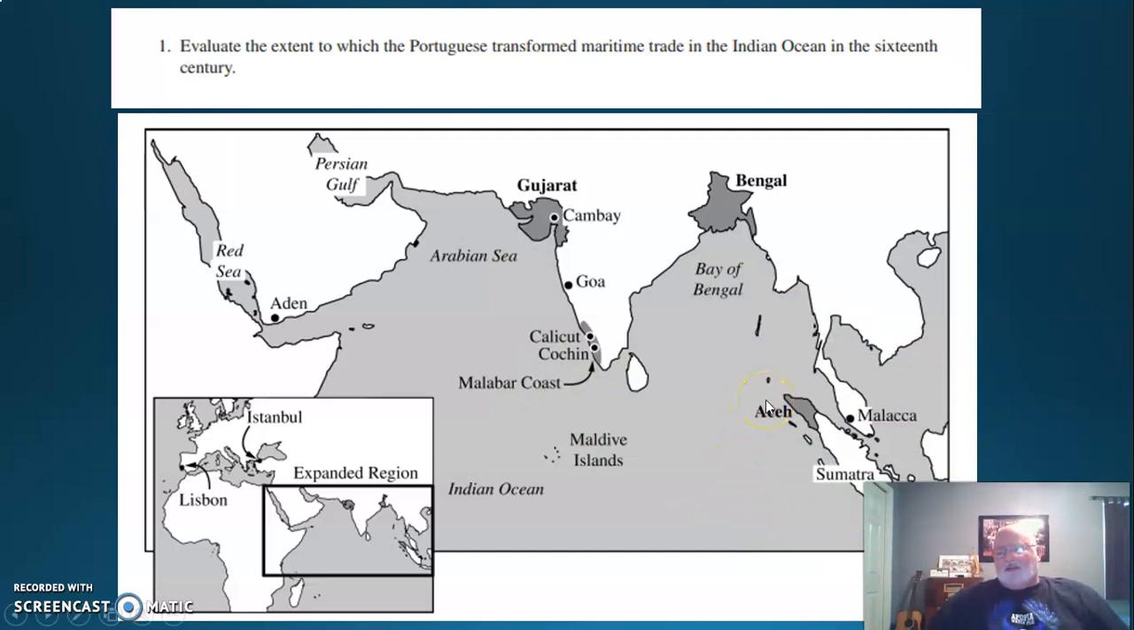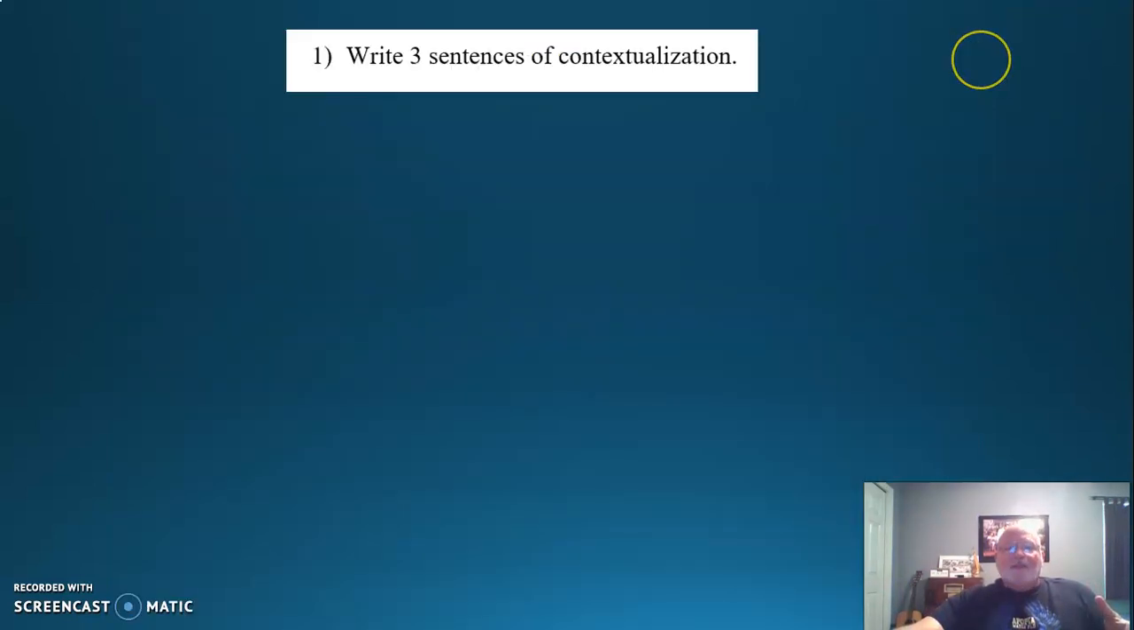Now we have 2.5 weeks left before you take this exam. We're going to go over this, but evaluate the extent. I would assume you would say something along the lines of it had a huge effect, somewhat of an effect, or a minor effect. Clearly what they're doing in this document is sinking a whole bunch of Muslim ships, trying to take over. I would think this would have a pretty big effect. But remember, your thesis has got to be ugly like your ex-girlfriend.